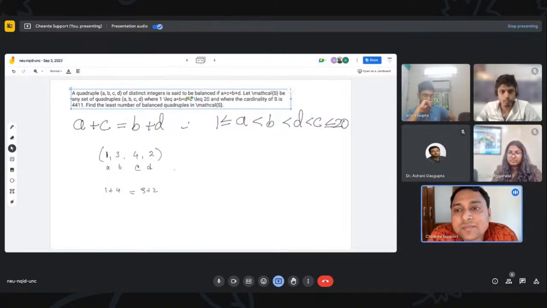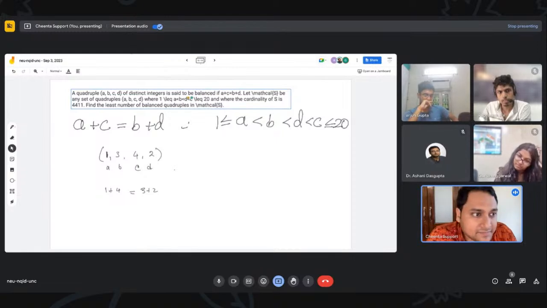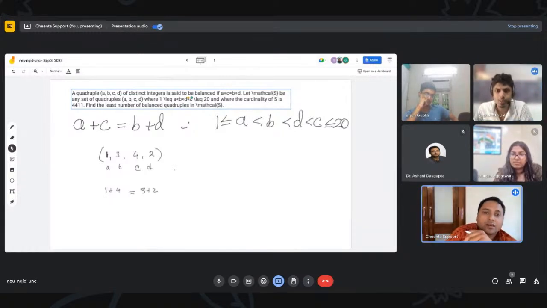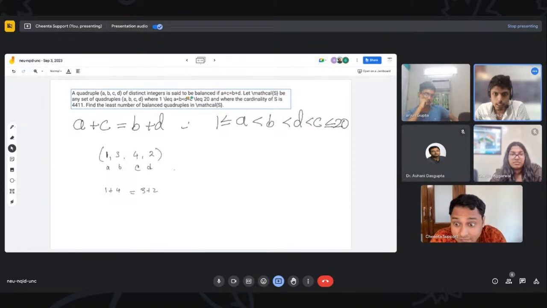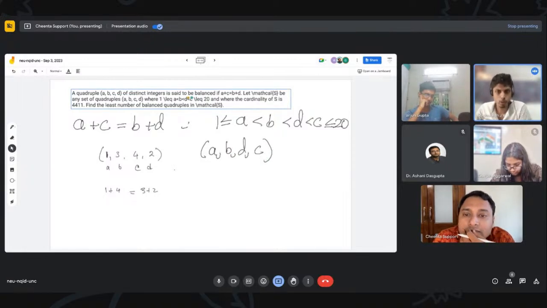So let S be any set of quadruples ABCD, where the cardinality of S is 4411. Find the least number of balanced quadruples in this particular set S. So basically, these are between 1 to 20, yes. So we will find the number of quadruples ABDC such that the numbers are between 1 to 20 and they satisfy this relation.